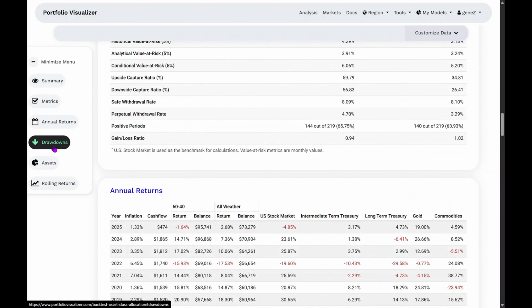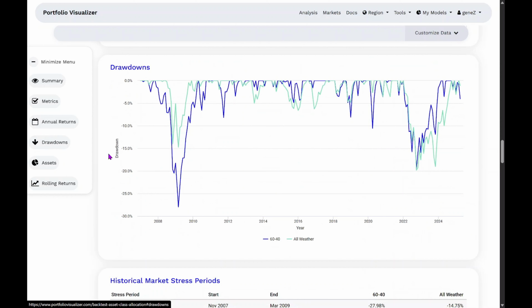And if we dive into the drawdown chart, we can see that during the subprime crisis, the all-weather portfolio clearly outperformed the 60-40 in terms of stability. It was a good portfolio to have during this crisis. It was almost 2 times more stable than the 60-40.